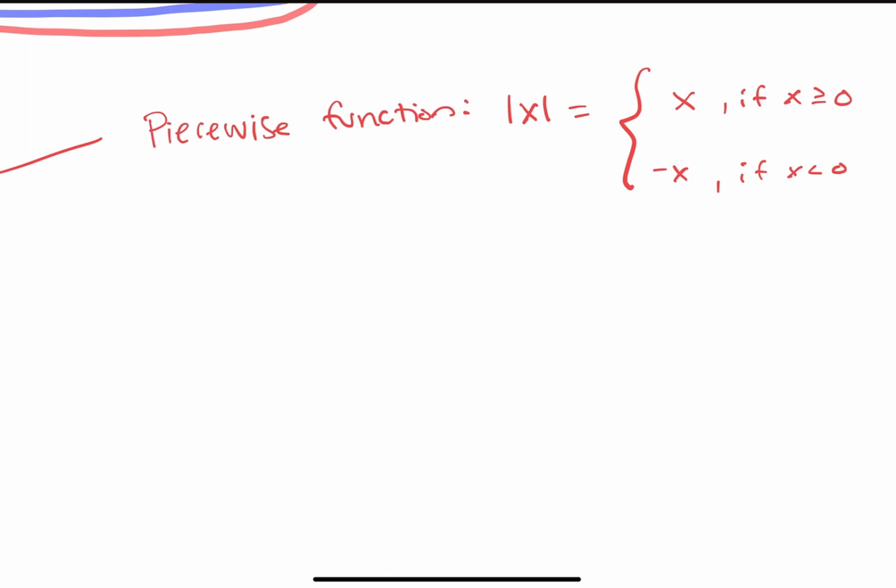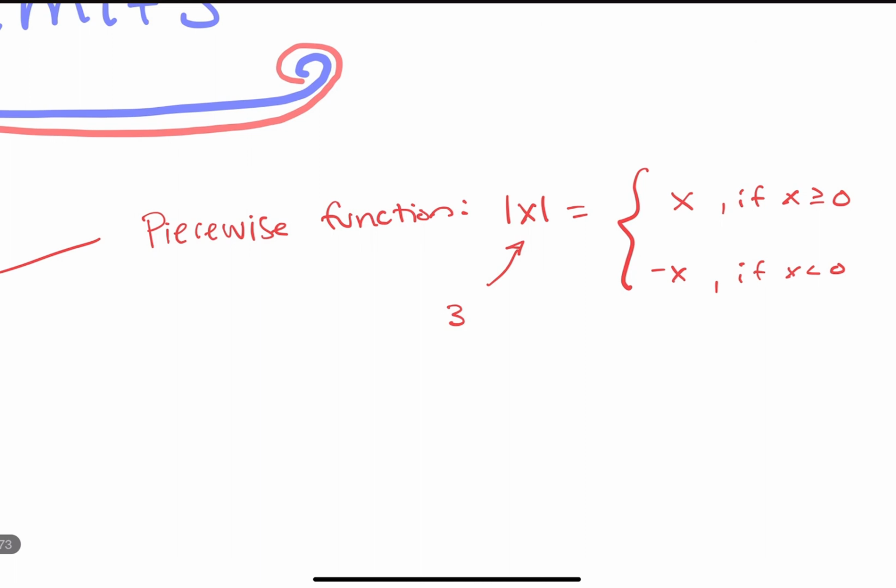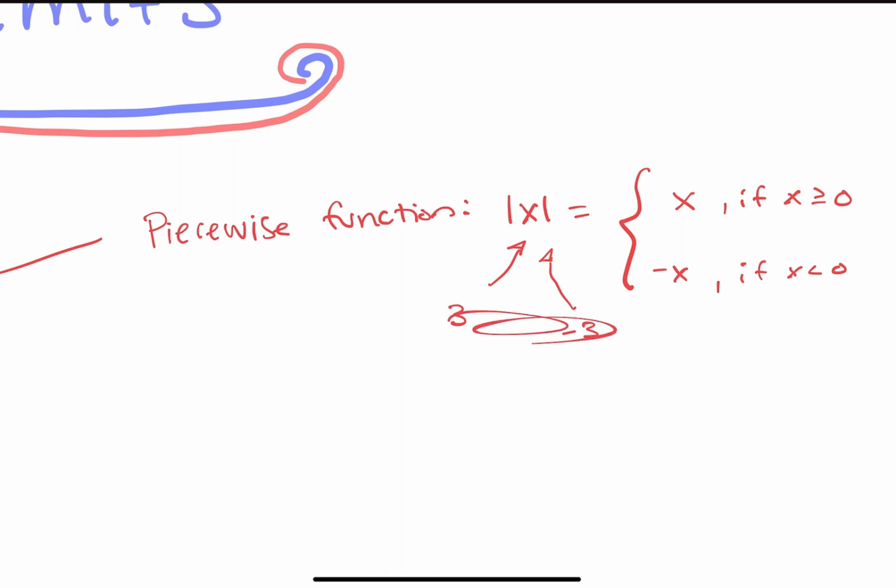So basically what this is saying is that if you're plugging in a value that is greater than or equal to 0, it's positive. So if you're plugging in 3, that is a positive value. If you're plugging in an x value that's less than 0, you're plugging in a negative value. So if you're plugging in -3, then you're working with a negative value because it's less than 0.